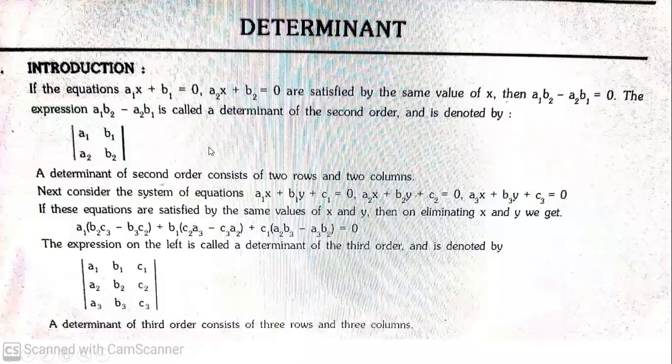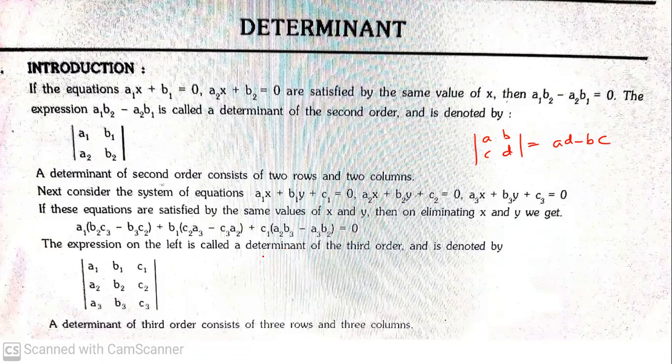So last time we discussed how to find the determinant of a 2 by 2 matrix. Yesterday I posted a DPP. Is anyone practicing, dear students? What is the formula for the determinant of A, B, C, D? I'm just revising for the first 5 minutes. What is the formula? AD minus BC. Like that, here 3 by 3.